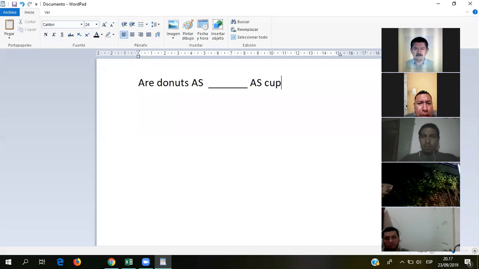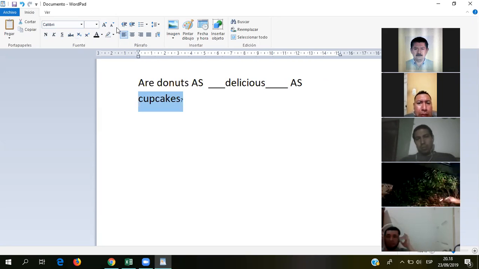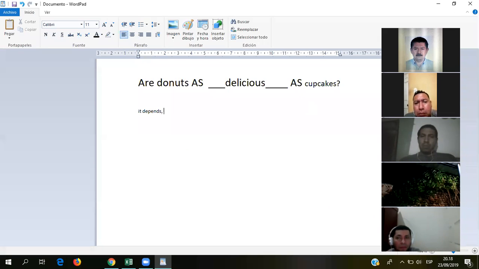Cupcakes. Cupcakes, okay. So what adjective can I use? Delicious. Delicious. Okay, I'm sending you some images right now. All right, so if I ask you, are donuts as delicious as cupcakes? What would you say? Depends. Yes, they are. Somebody said it depends, right, on what and why. You start discussing. So I just want you to practice this single structure right now. And later on, we're going to practice the rest, okay?